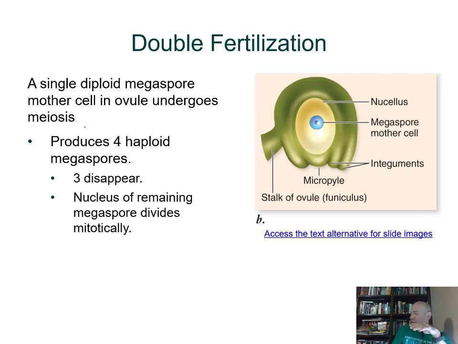Now, earlier, double fertilization was mentioned. And here, both sperm that are ultimately produced within the male gametophyte are going to be used to fertilize. One fertilizes the egg. The other one's going to fertilize another cell found within the female gametophyte that is going to be used to produce food. We didn't see that in the gymnosperms, so that's sort of unique here.